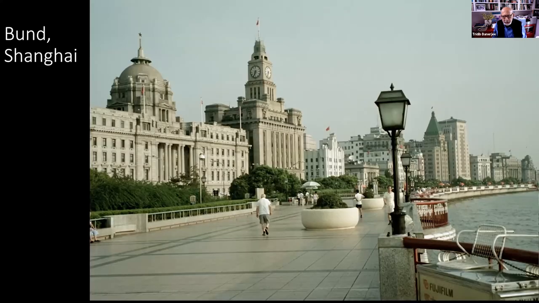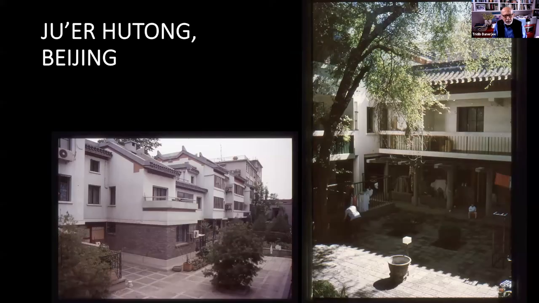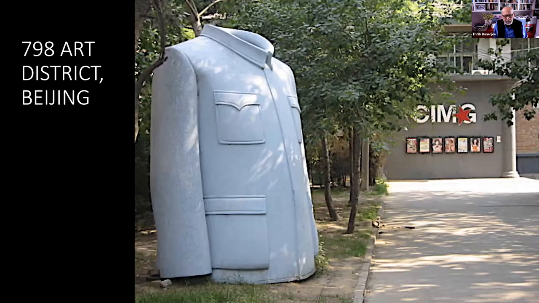The rehabilitated Bund of Shanghai has become a wonderful public space. Then there is Jiuer Hutong in Beijing, designed by Professor Wu Liangyong, who kept telling the Chinese authorities that there is a different way of doing things. We know how to do modern architecture. Finally they got fed up and said, all right, Professor, show us what you can do. So they gave him one chunk of old district north of the Forbidden City, and he developed this wonderful hutong housing.